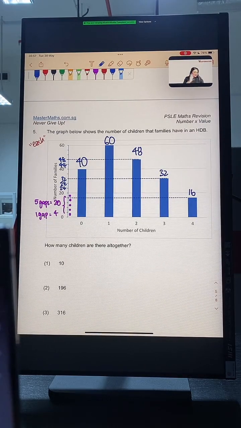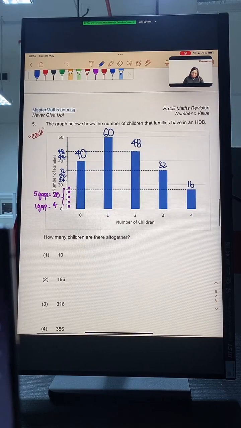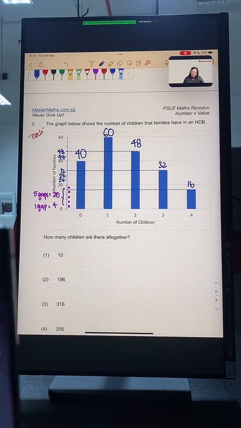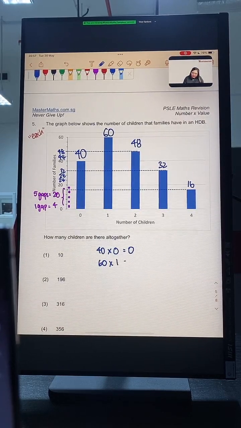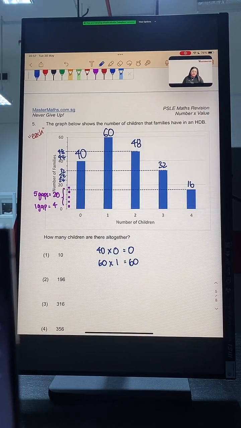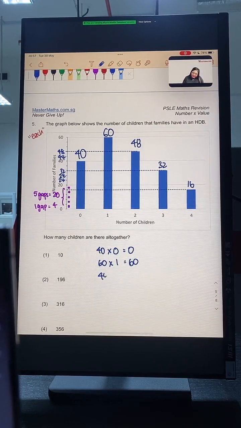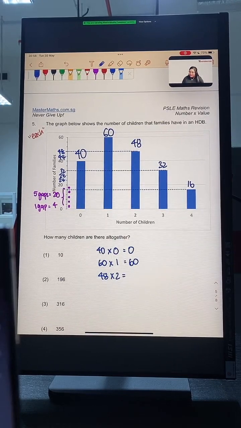Okay? So this one is quite straightforward, right? If I want to find the total number of children, all I have to do is this. 40 families have no children, so there are no children here. 60 families have only 1 child each, so there are 60 children here. 48 families have 2 children in each of their households, so we get 48 times 2 to give us 96.